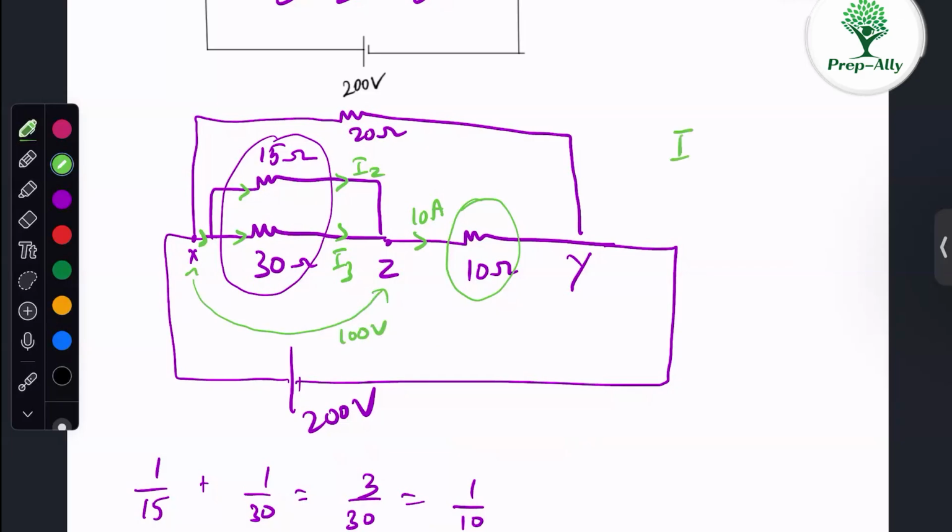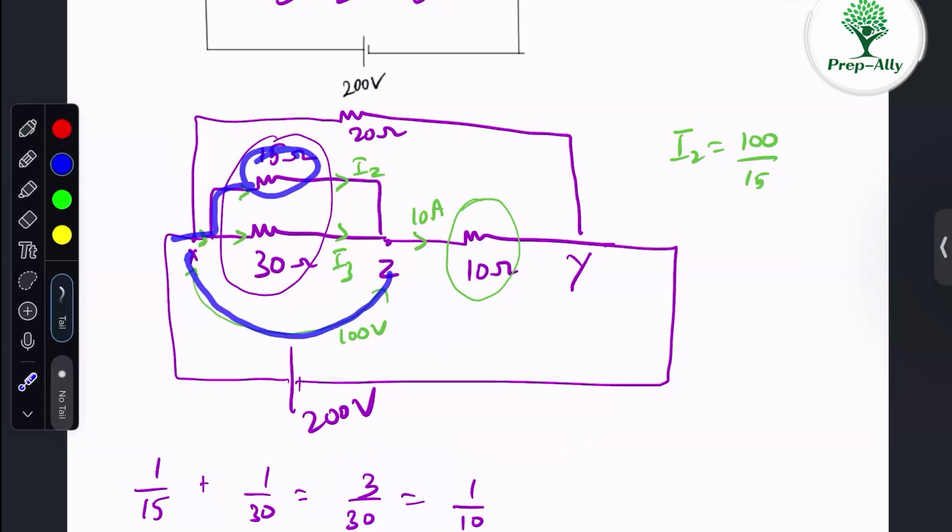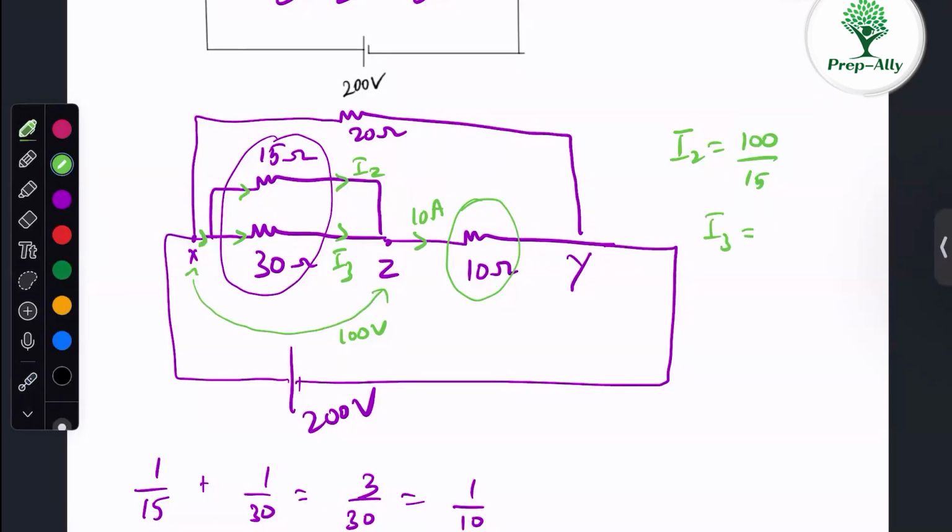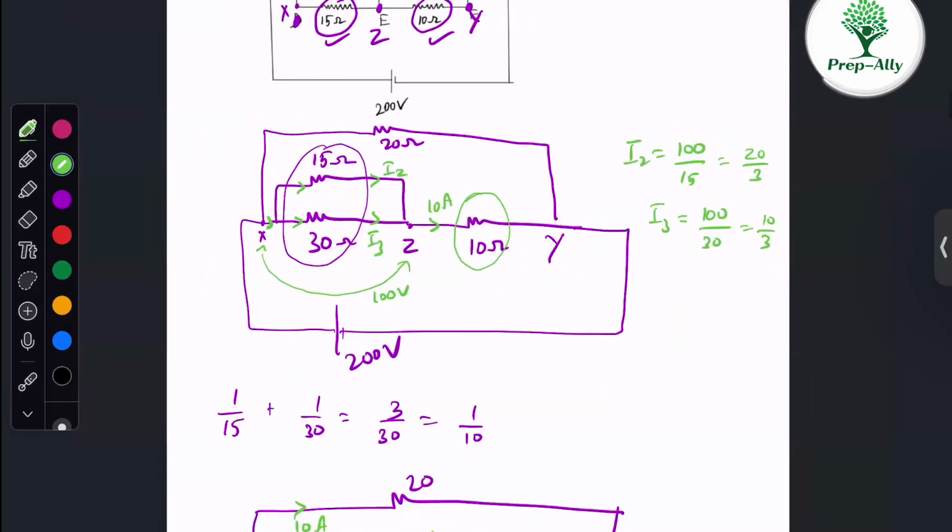So immediately you can write I2 will be equal to 100 by 15. Potential drop across 15 ohms, it's connected between X and Z, divided by resistance. Same way, I3 will be equal to the potential drop across this resistance, which is also 100 volts, divided by resistance, 30. So 20 by 3, 10 by 3.